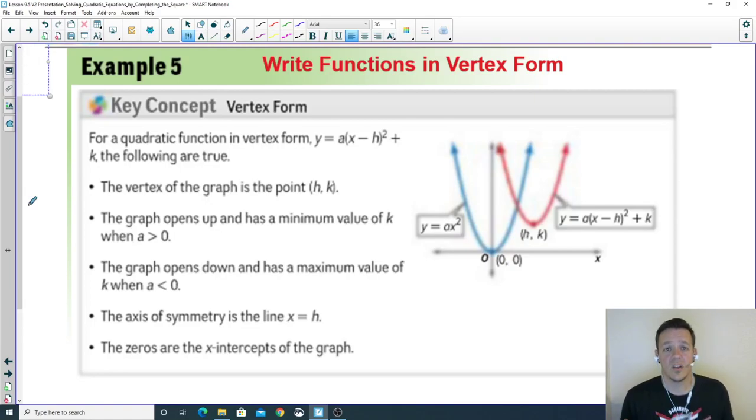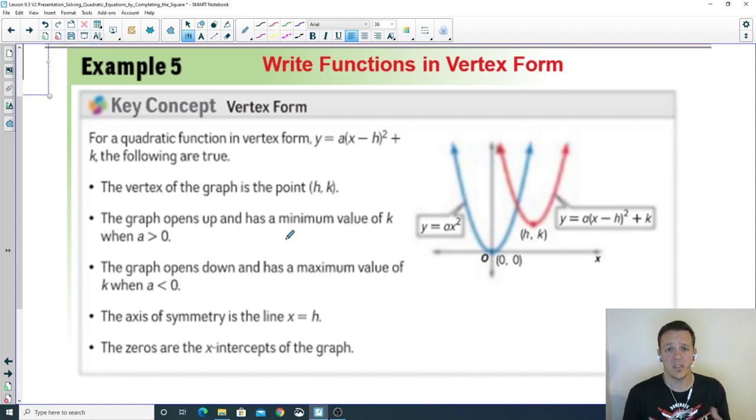Alright, welcome guys. This is the last part, part 3 of the video on lesson 9.5 about completing the square. Now, the reason we work on completing the square is so that you guys can actually write a function in vertex form. We've covered already multiple ways of what the vertex form is throughout the last couple of lessons, and this is the coup de grace of it.